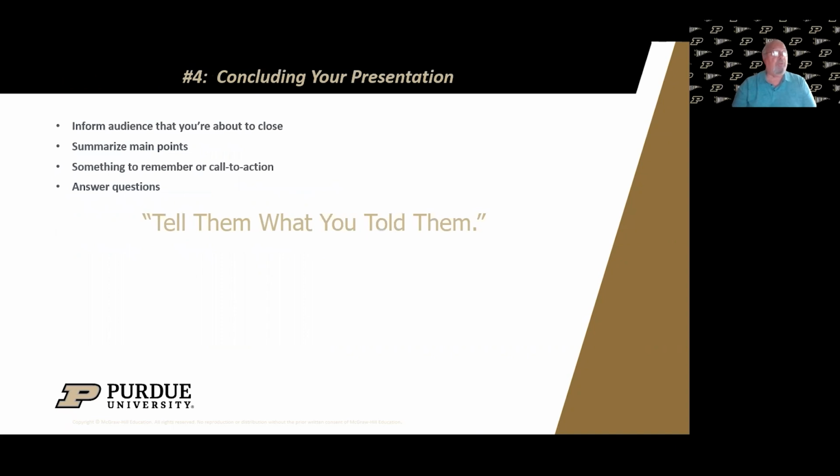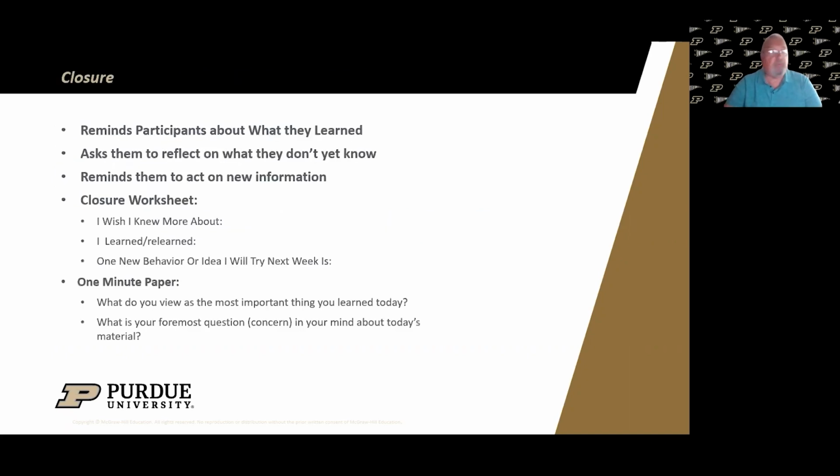When you're concluding the presentations, inform the audience that you're about to close. When you start a presentation, you tell them, this is what we're going to learn today. You're going to go through the materials, and at the end, this is what you've learned today. And it's very important to summarize the main points. It's very important if there's a call to action that you tell them that. So this is what you've learned, now we need to go out and do this. Okay, so those are the types of things you need to think about when you're concluding your presentation.